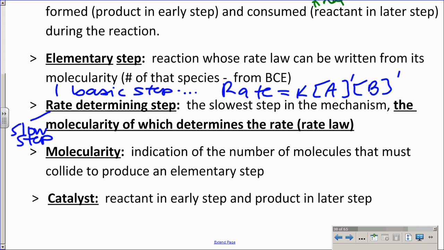A lot of times the rate determining step is identified by writing "slow" in parentheses next to the elementary step. Just so you know it's the slow step. This step is controlling the overall rate, so it's the most important. When it's determining the overall rate, it literally determines the rate law.